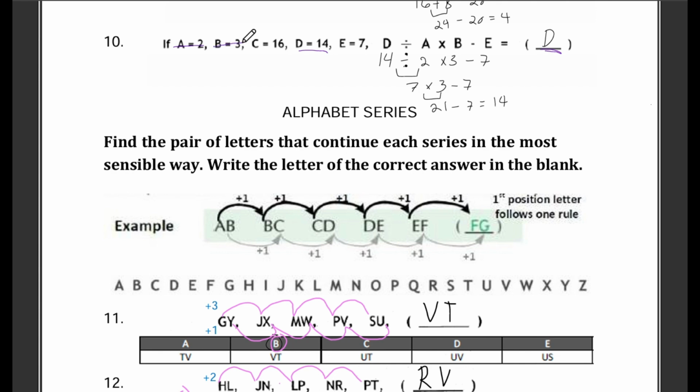B is 3. That is not the result. C is 16. We never reached 16 in our calculations. E is 7. That was the halfway total.